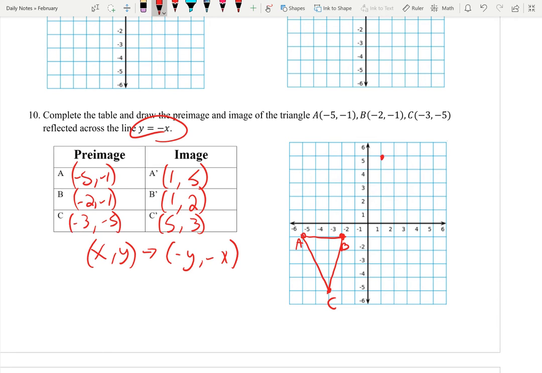1, 5 is here. This is for A prime. 1, 2 is here. This is for B prime. And then 5, 3 is here. This is for C prime. And there's our reflection. If it doesn't look like a reflection, remember where we're reflecting it across. We're reflecting it across the line y equals -x. Y equals -x is this diagonal.